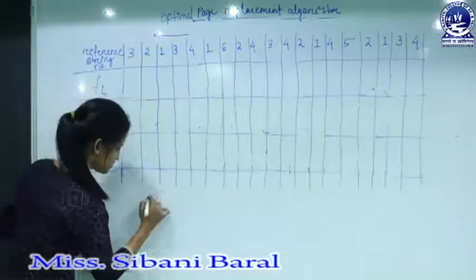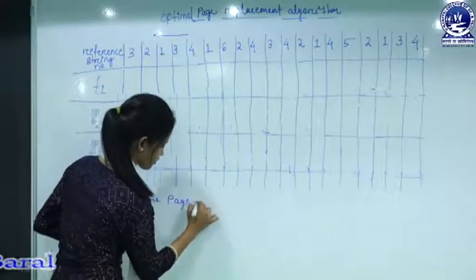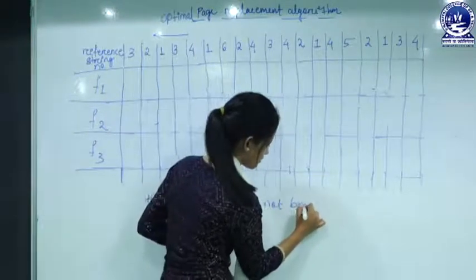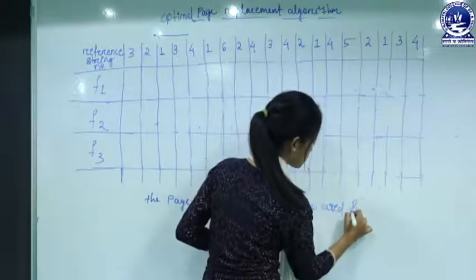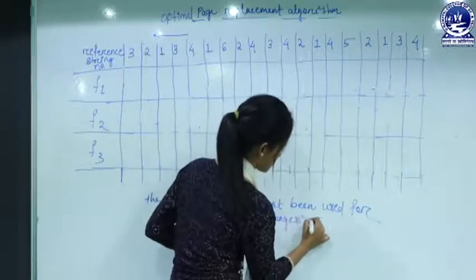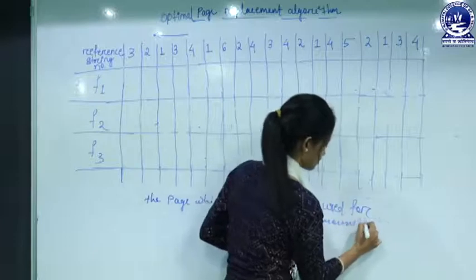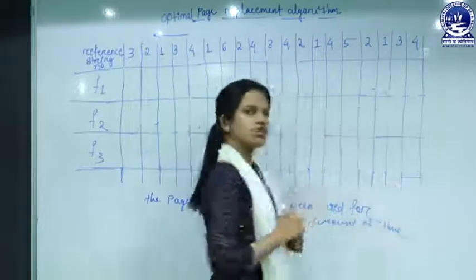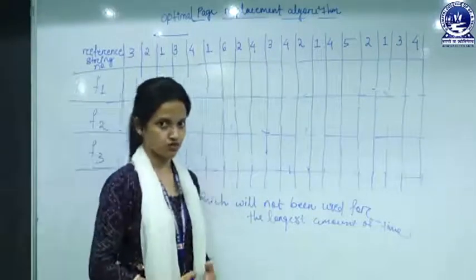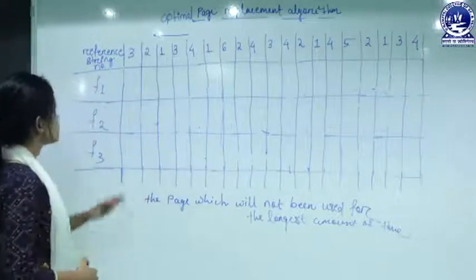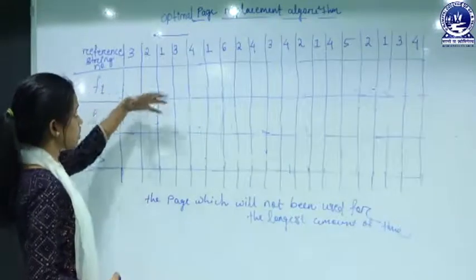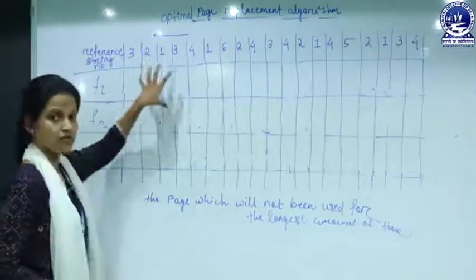So the page which will not be used for the longest amount of time. So this is the futuristic approach. Which page will not be used? Fine. So here I have taken the same algorithm as in FIFO and LRU. We just solve the same numerical using the optimal page replacement algorithm.